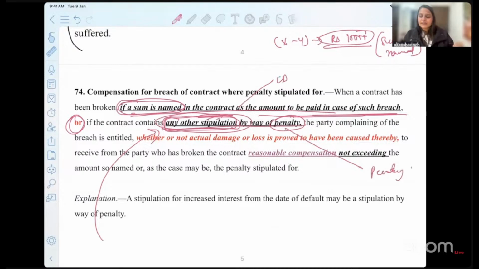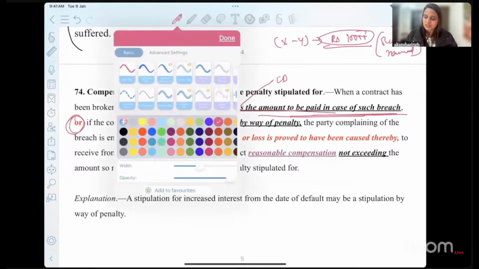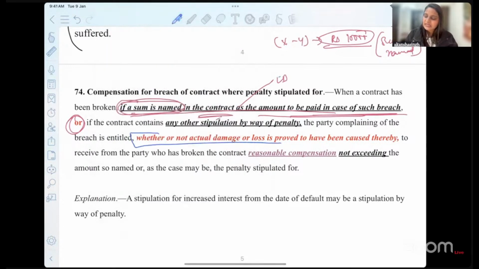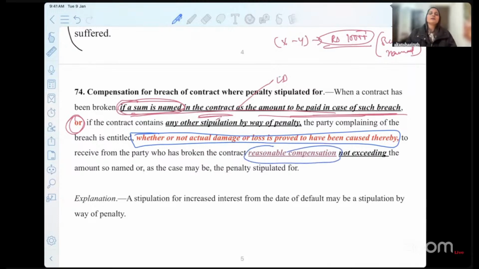The party complaining of the breach is entitled, and I have highlighted this very important, essential thing for you to remember, is entitled whether or not actual damage or loss is proved to have been caused thereby, to receive from the other party who has broken the contract reasonable compensation. Okay. Now let's try to understand the first part, the red part which I have written: whether or not actual damage or loss is proved to have been caused thereby.